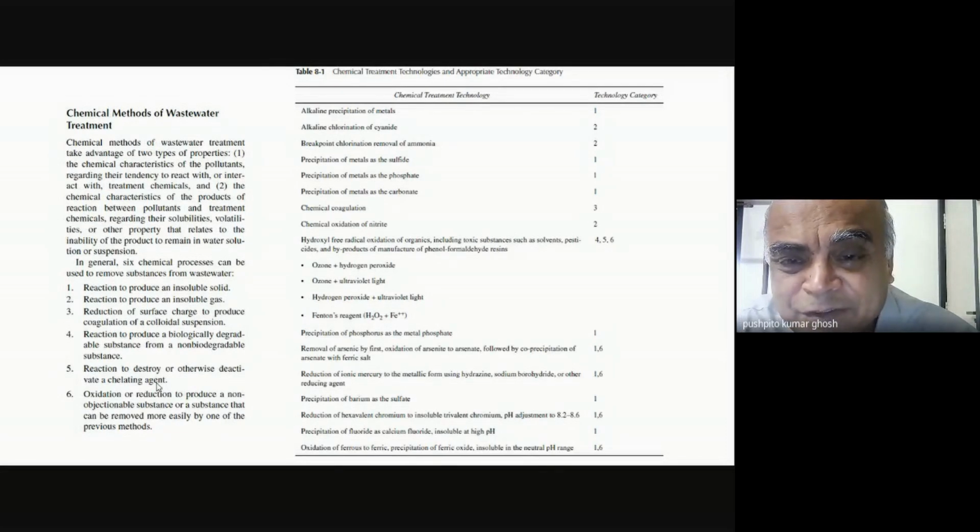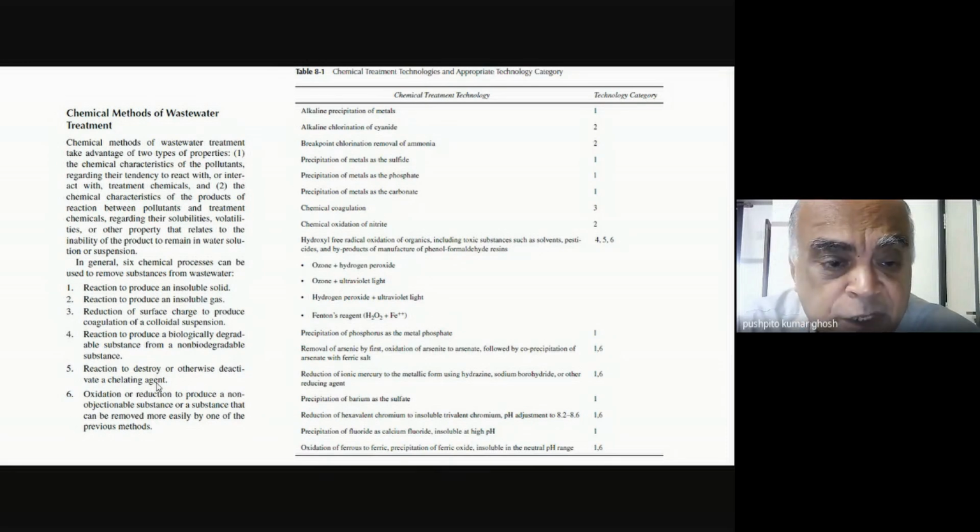I mean, strange as it may sound to you, it's completely harmless. So, that would be another way of trying to approach this. Or if you've got traces of ammonia, maybe you can form a complex with ammonia, or traces of carbon monoxide. You might be able to do that. And the final is oxidation or reduction to produce a non-objectionable substance or a substance that can be removed more easily by one of the previous methods.